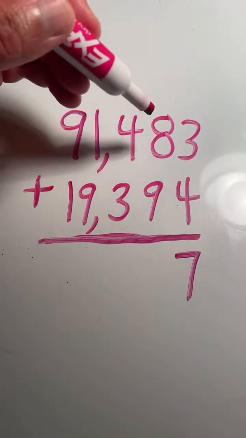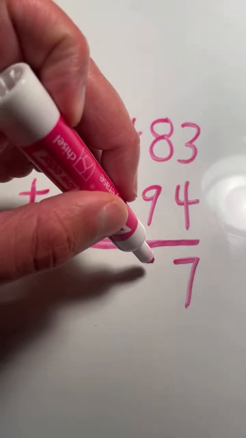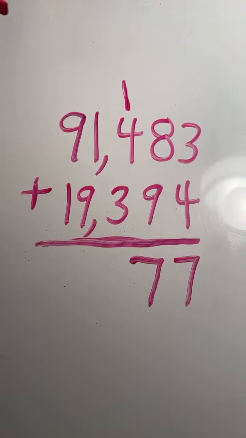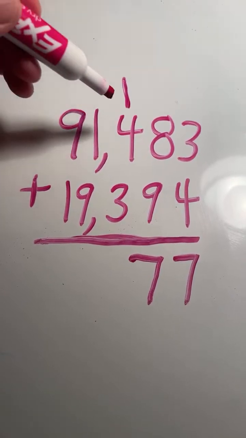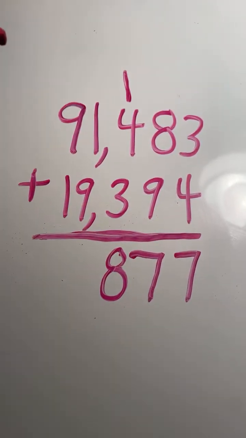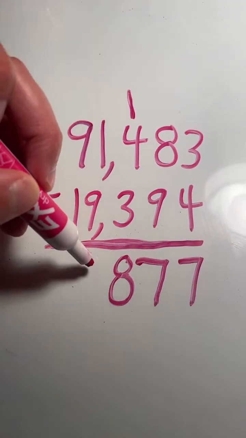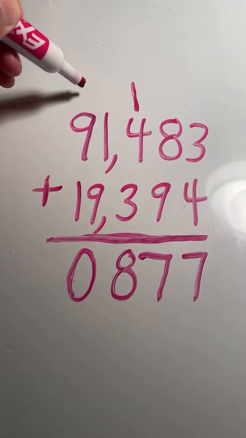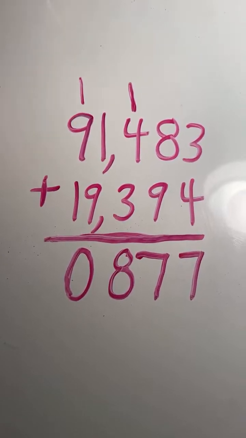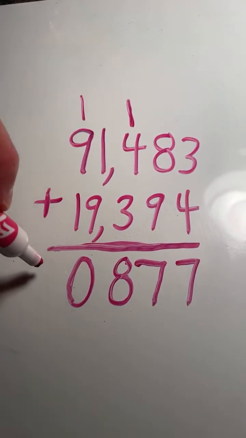In the tens place now, 8 plus 9 equals 17. So in the tens place, we will need to regroup. The 7 in 17 goes in the tens place. The 1 in 17 gets carried over to the hundreds place. 4 plus 3 equals 7, plus 1 equals 8. One plus 9 equals 10. The 0 in 10 goes in the thousands place. The 1 in 10 gets carried over to the 10,000s place. Nine plus 1 equals 10, plus 1 equals 11.